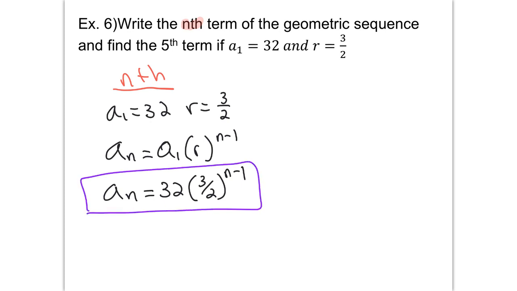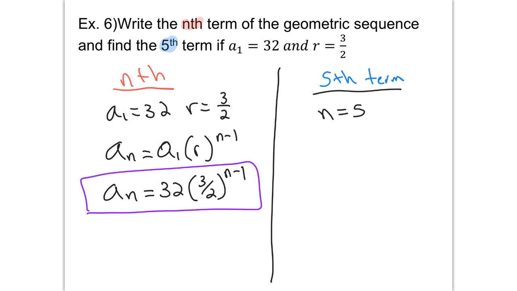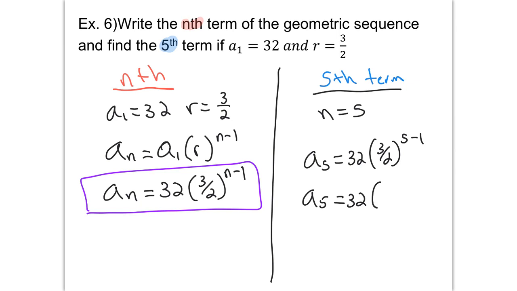Notice my common ratio is a fraction, 3 over 2. And you guys have n minus 1 as an exponent. The next one we want is the 5th term. So now you guys are going to substitute. I'm going to substitute 5 into n. So n equals 5 because that's the term that I'm looking for. So using the formula, I have a sub 5 equals 32 times 3 over 2, which is the common ratio, and my exponent is 5 minus 1. So my fifth term equals 32 times the common ratio, and we have an exponent of 4.